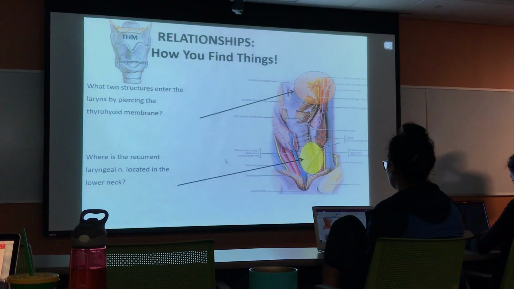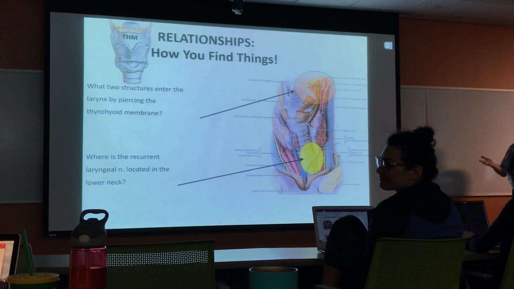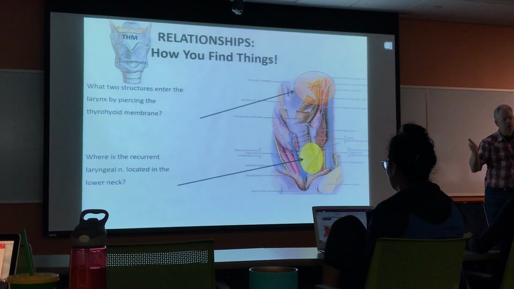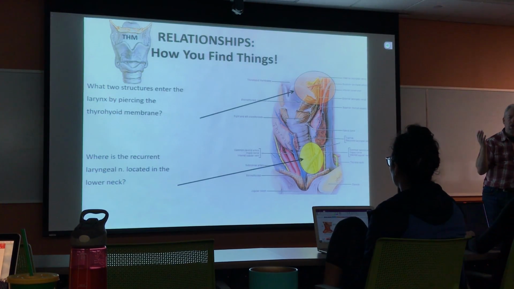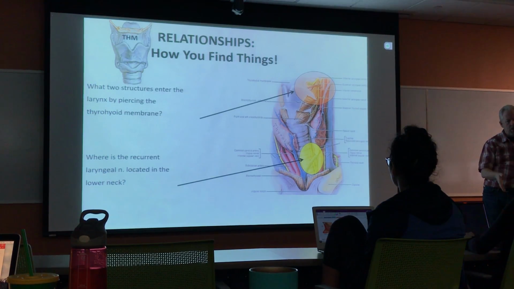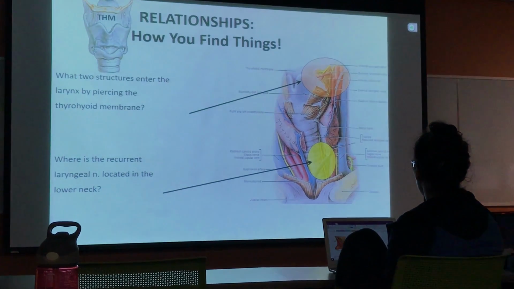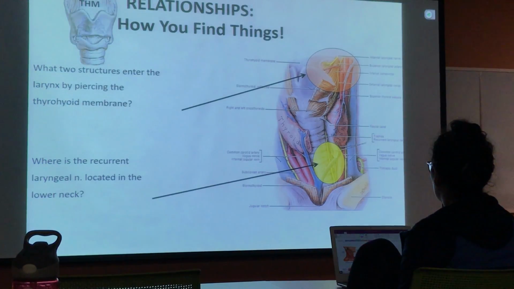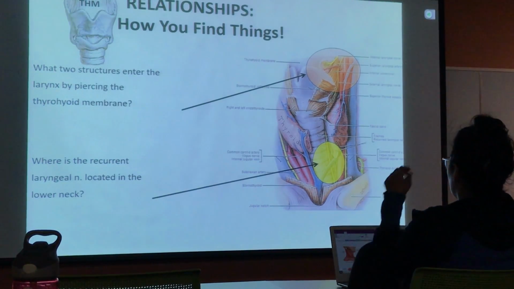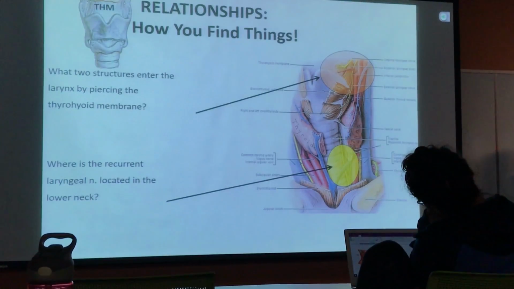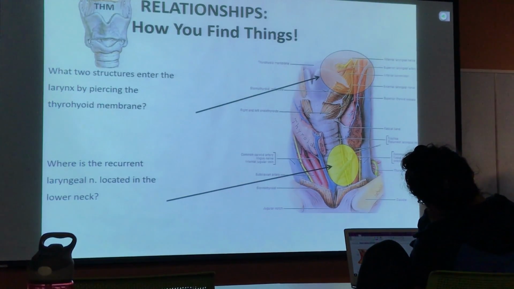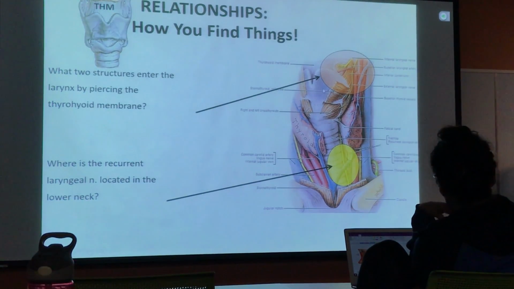Okay, what two structures pierce the thyrohyoid membrane? Internal laryngeal nerve, superior laryngeal artery. Okay, what is the superior laryngeal artery a branch of? Superior thyroid artery. What's the internal laryngeal nerve a branch of? Superior laryngeal nerve. And what was that a branch of? Vagus. Okay, so here is the thyroid cartilage.